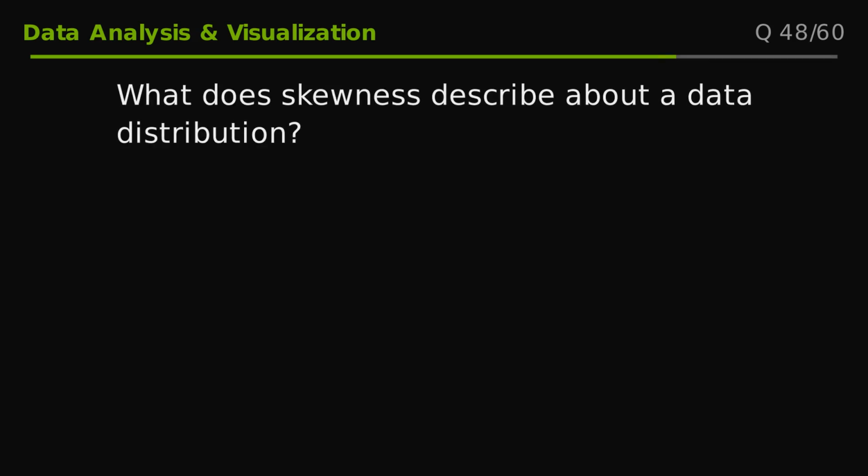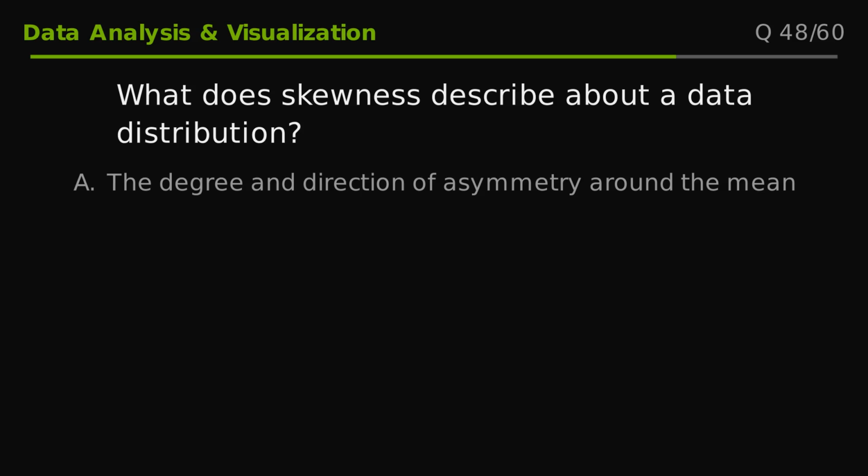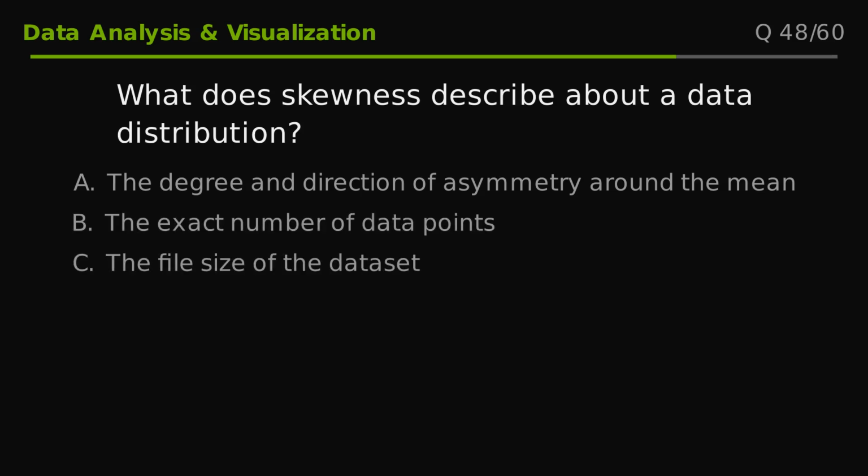Question 48. What does skewness describe about a data distribution? Option A, the degree and direction of asymmetry around the mean. Option B, the exact number of data points. Option C, the file size of the dataset. Option D, the model's accuracy.